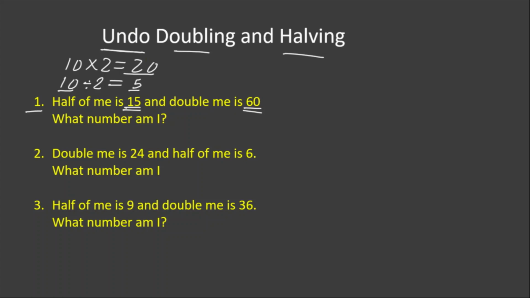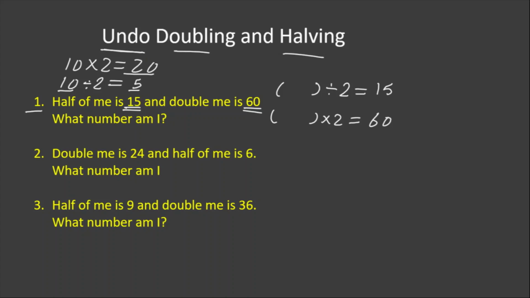To find what number it is, we will put parentheses in place of that number and divide it by 2 and write that the answer is 15. And to find the double of that number, we multiply the parentheses of that number by 2 and write that the answer is 60. How can we undo? To undo halving, we double the number. Or to undo doubling, we half.